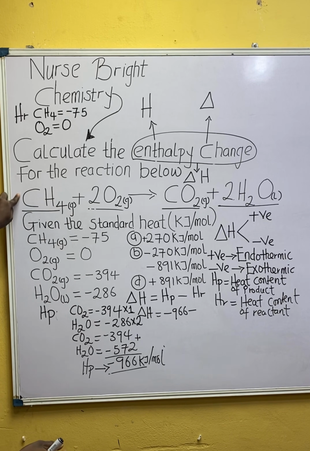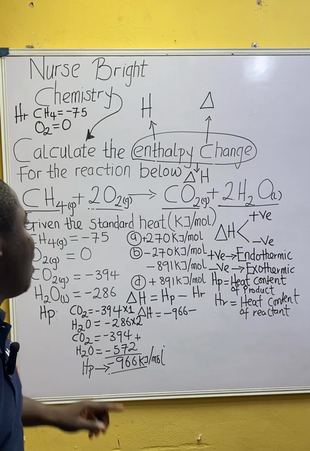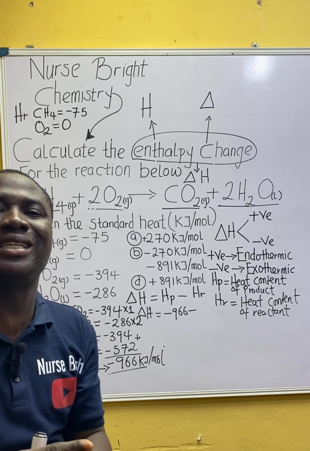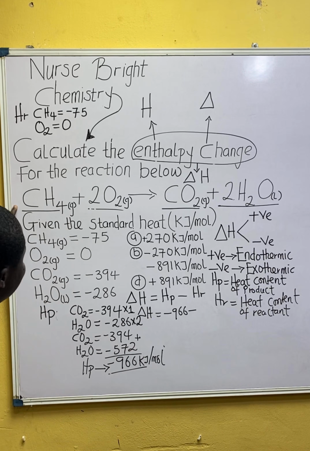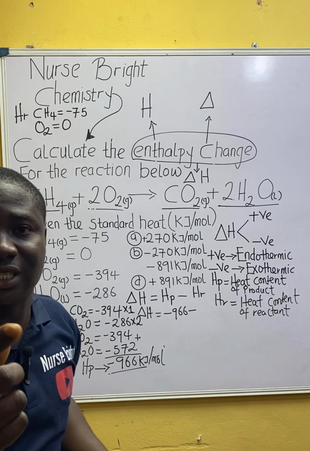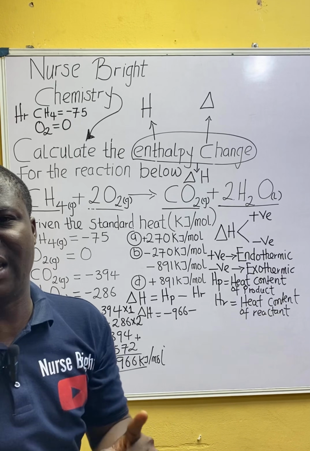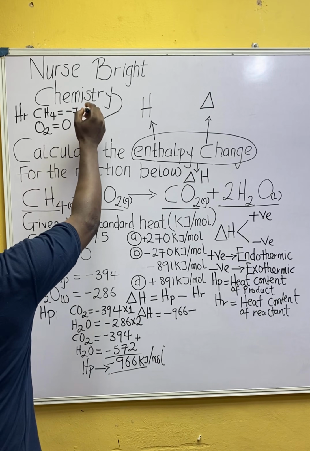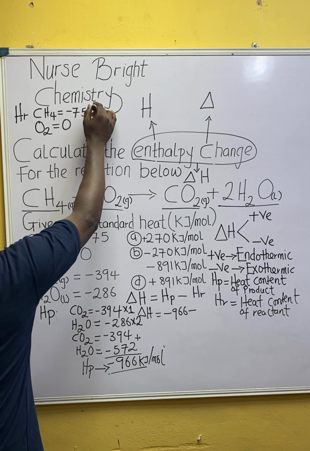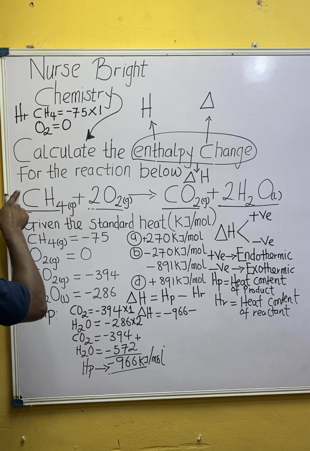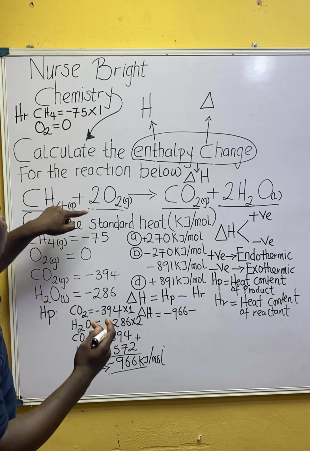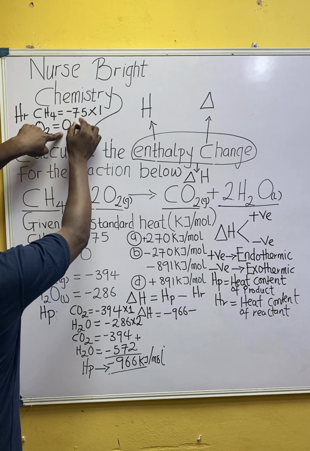For CH4, remember I told you that whenever you're not seeing any value standing in front of a compound or an element, you assume it to be 1. There is an invisible one here. Even though you're not seeing it, I am seeing it. Take note of it. So moving further, for this minus 75 kilojoules per mole times the one we are seeing here, whereby for oxygen, it has 2 moles, we'll times the energy by 2.